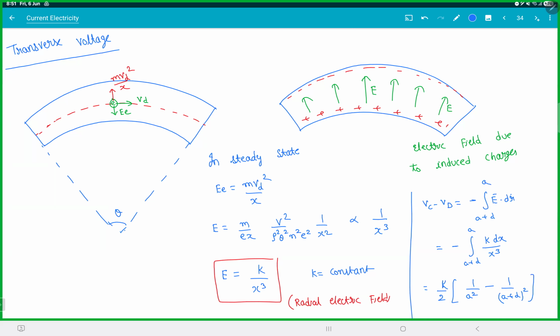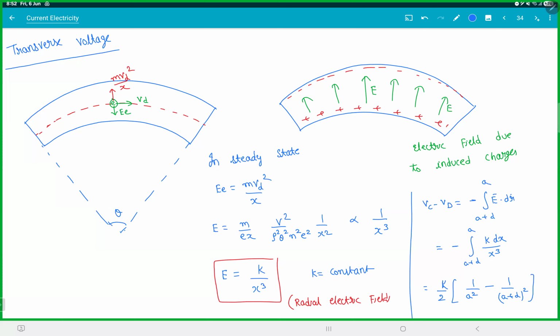This will be the potential difference between the inner surface and the outer surface. Luckily, you have taken a is much greater than d. So kind of what happens in real life, if a is much greater than d, this becomes almost negligible. But then again, I can use binomial approximation. I can solve this also. They can ask you that also. Find the transverse voltage as a function of thickness.